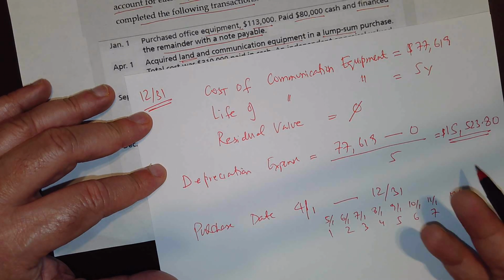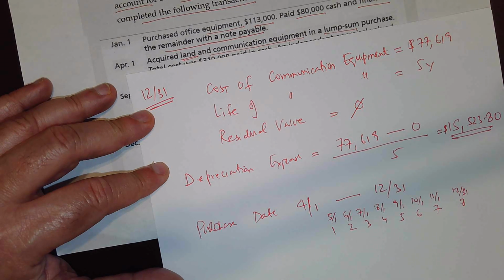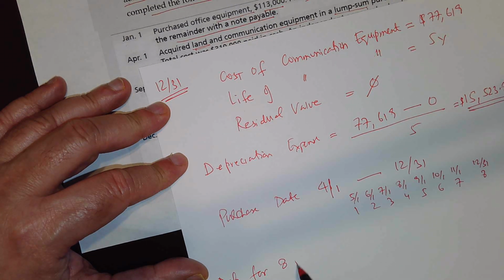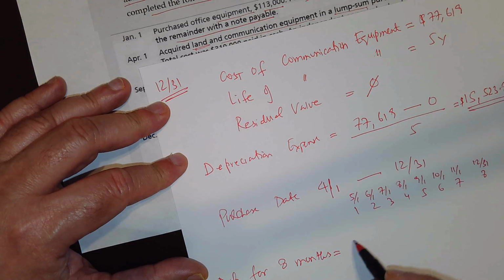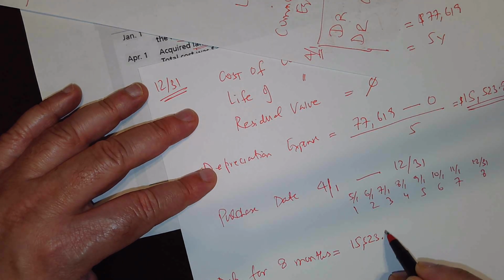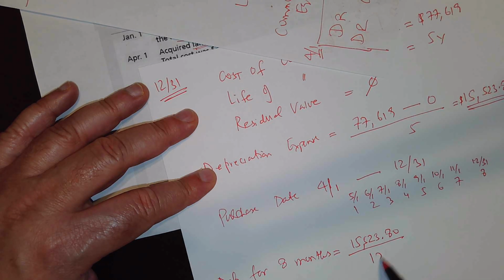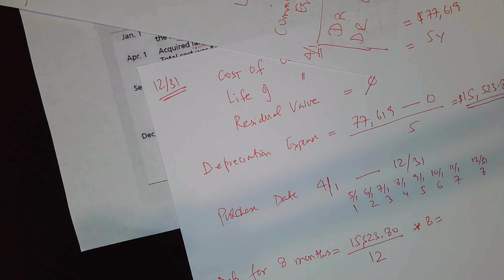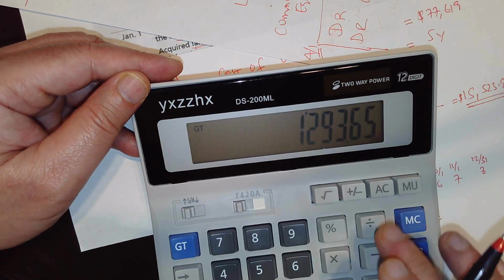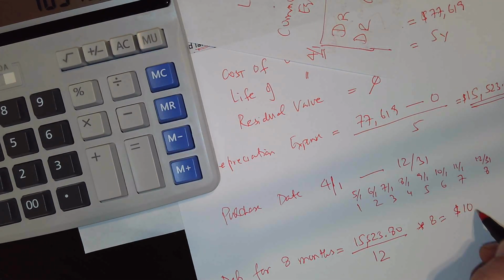So we cannot take the entire amount. So we have to take the partial depreciation. So depreciation for 8 months would be equal to $15,523.80 divided by 12 and multiplied by 8. So that's how we're going to do it. So we're going to divide by 12 and multiply by 8. So it's $10,349.20.